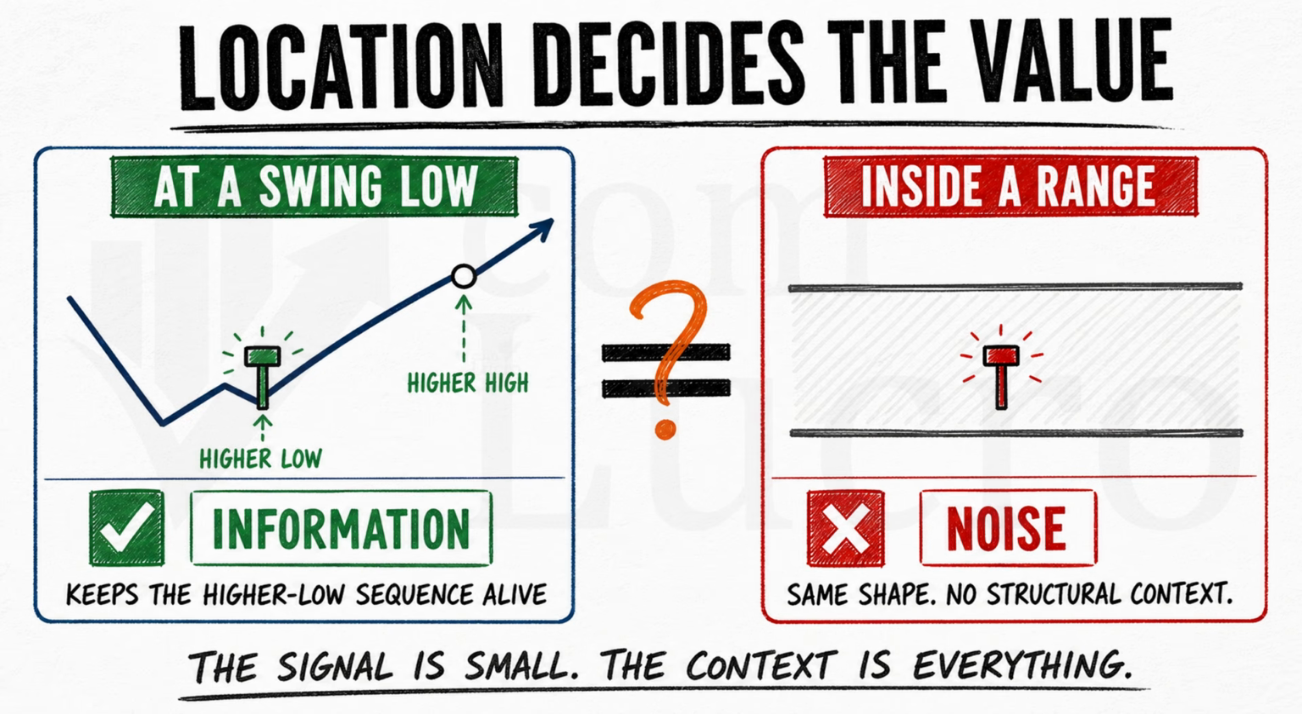A candle is the smallest unit of information on your chart, which is why location decides its value. A hammer at a swing low that keeps the higher low sequence alive is information. The same hammer inside a range is noise.